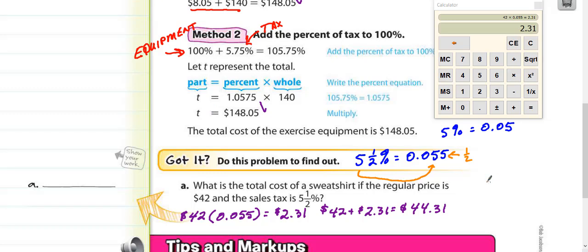Our second option is to go ahead and multiply the 42 times 1, there's the cost of the sweater, plus 0.055. There's the tax. So in this one, if I decide to do it this way, there's the sweater.